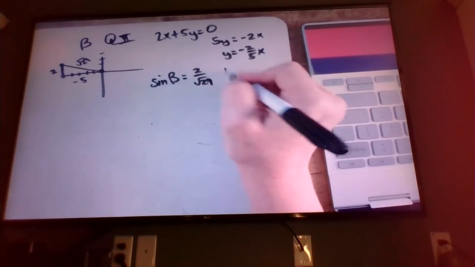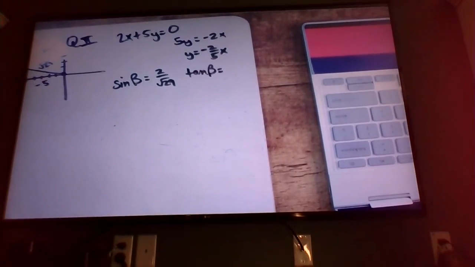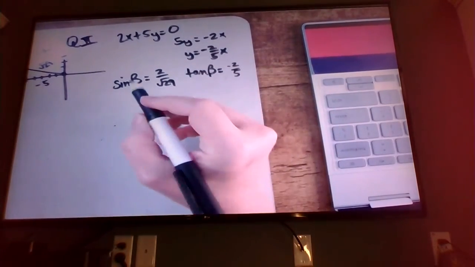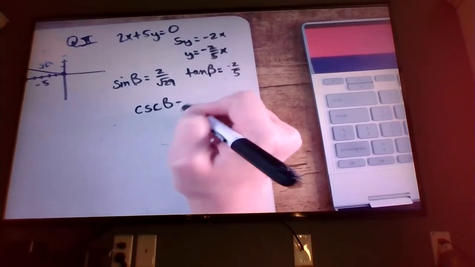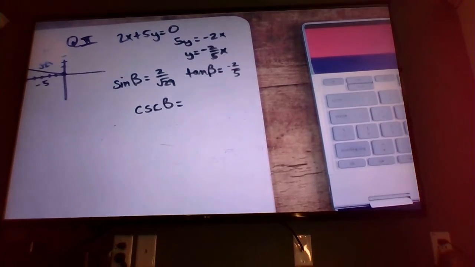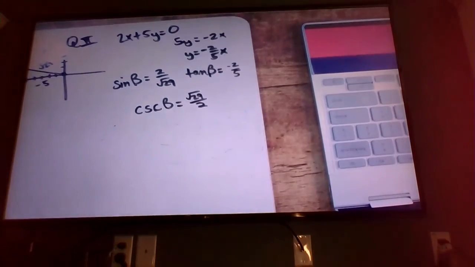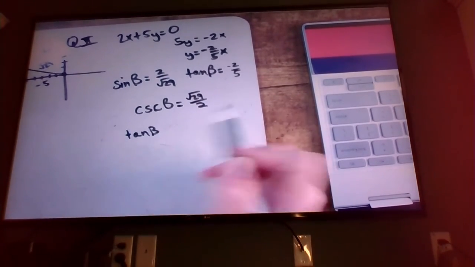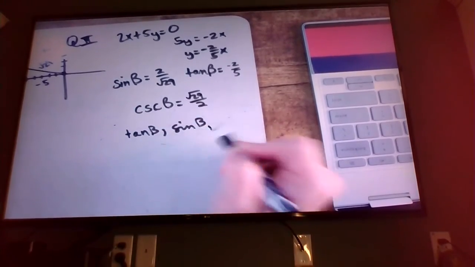Tangent of beta would be negative 2/5, and cosecant of beta would be square root of 29 over 2. So then order from least to greatest. Least would be the tangent, and then the sine, and then the cosecant.